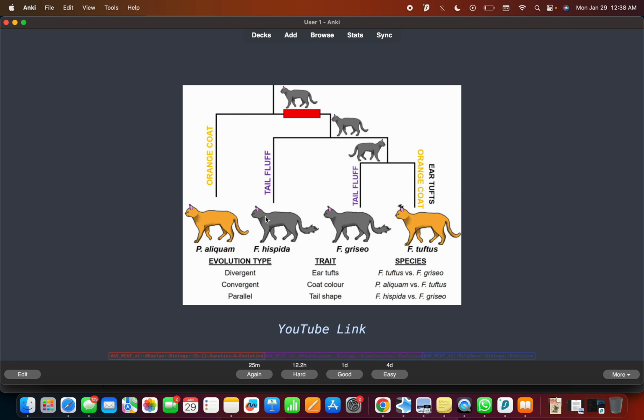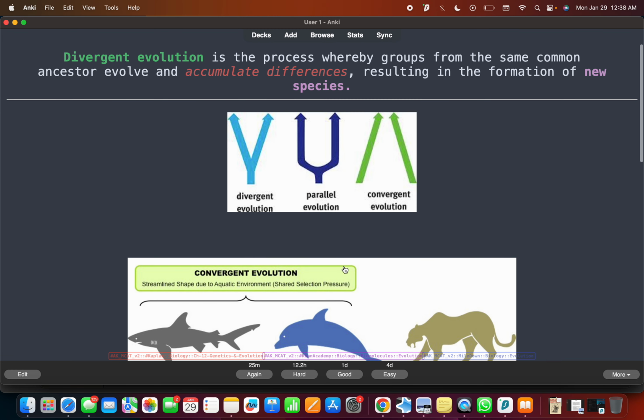We have evolution type. So divergent is ear tufts for trait and species F. gricio, and then convergent is coat color, and then parallel is tail shape. Nice.